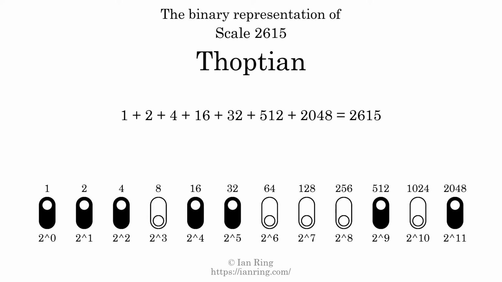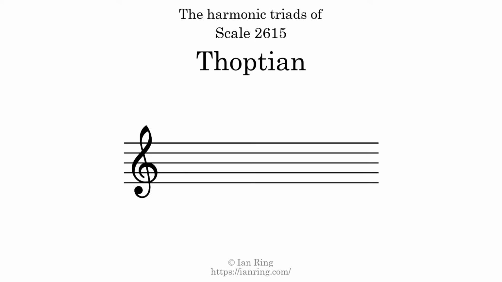The scale number not only enumerates the scale with a unique index, but it also literally describes the tonal content of the scale. Represented as a binary number in base 2, the scale number is 10100011111. Here are the harmonic triads present in this scale.